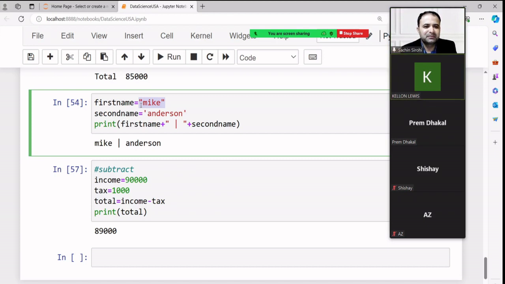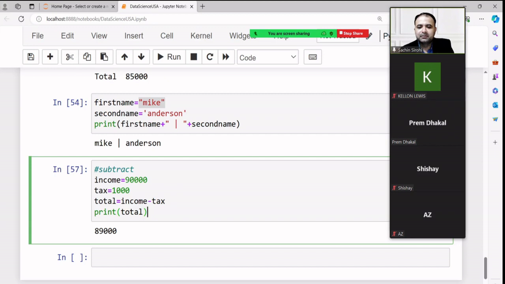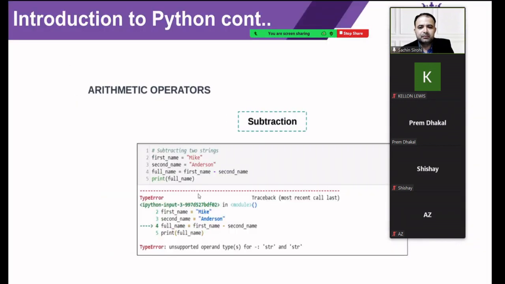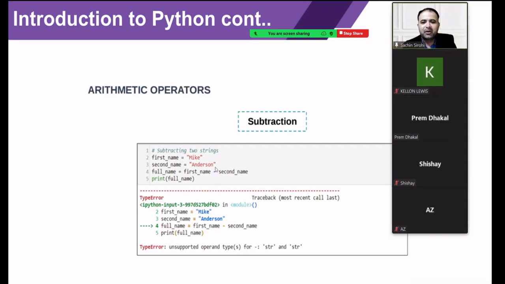Copy, copy. Yeah, got it. Now, if we want to perform minus on Mike and Anderson, it will give an error. The reason is that arithmetic cannot be performed on strings. It can be performed on numeric values only.